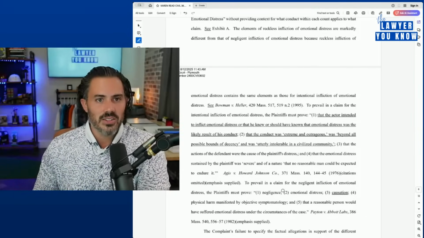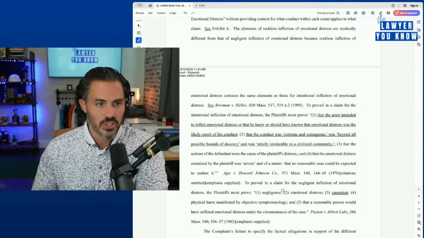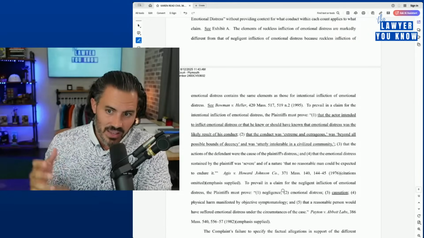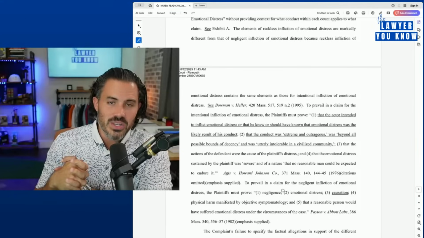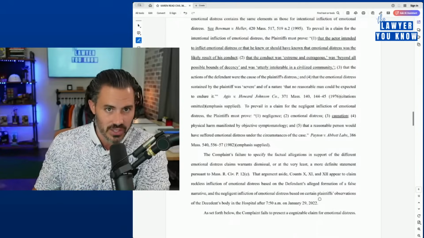The elements of reckless infliction of emotional distress are markedly different from that of negligent infliction of emotional distress, because reckless infliction of emotional distress contains the same elements as those for intentional infliction of emotional distress. I agree with that. Adding them together would not fly in Florida. So if Massachusetts is different, maybe it wouldn't fly in Florida. I don't think it should fly here.